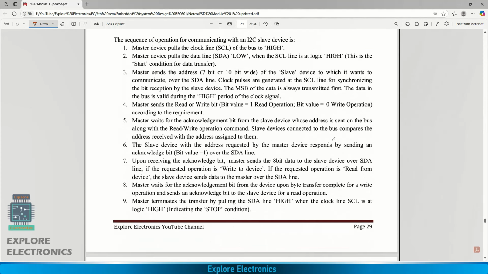Okay, how the operation will be, let us see here. Master device pulls the SCL, the clock line, to high, means master will make this transition first, this SCL to go high. Master device pulls the data line low, data line will go low at this time. When SCL logic is high and SDA is low, this will be indicating the start of transaction. Okay, this is indicating the start.